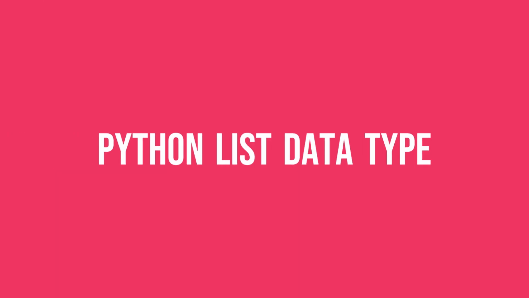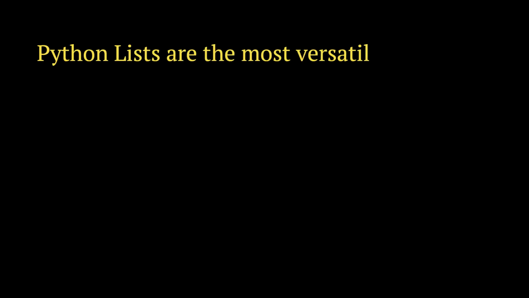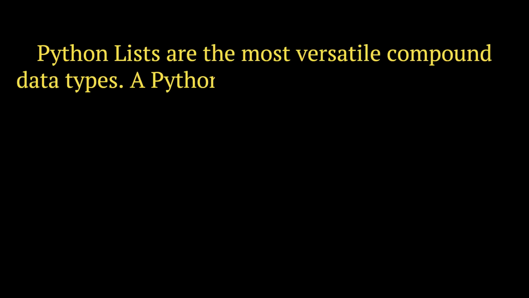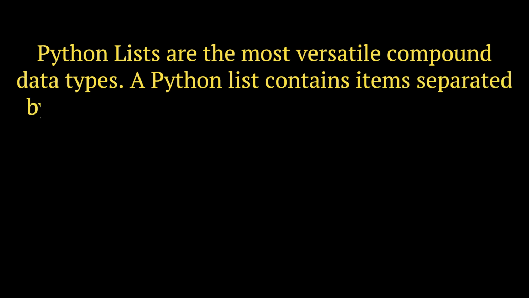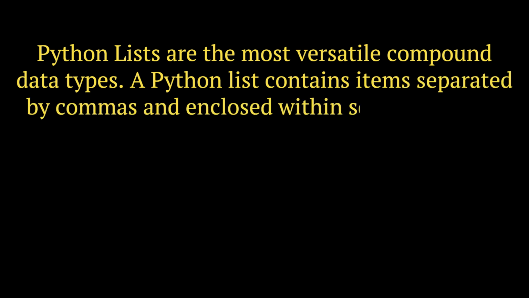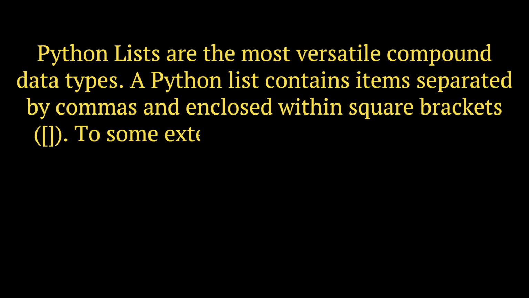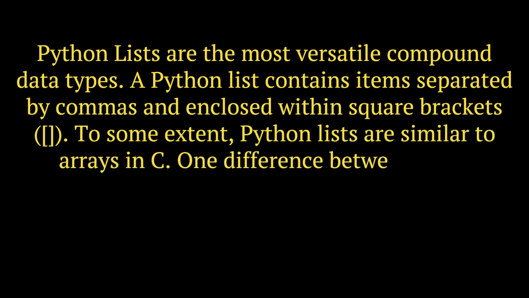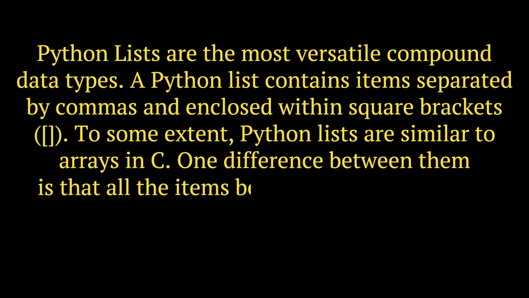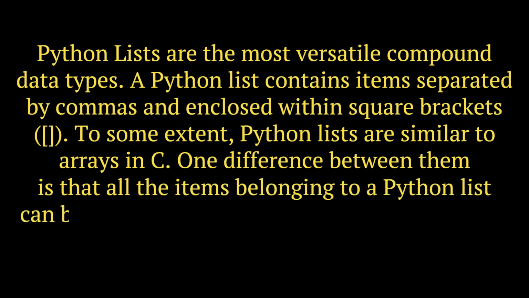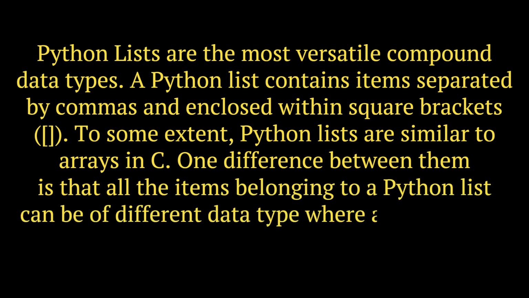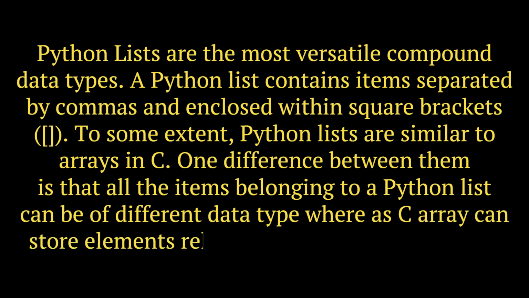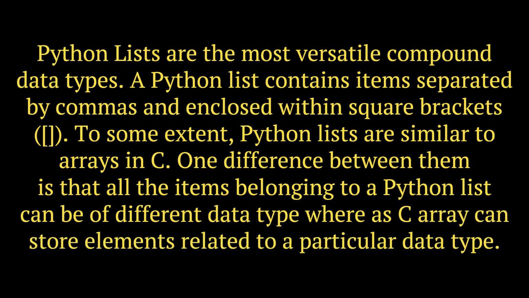Python list data type. Python lists are the most versatile compound data types. A Python list contains items separated by commas and enclosed within square brackets. To some extent, Python lists are similar to arrays in C. One difference between them is that all the items belonging to a Python list can be of different data type, whereas a C array can store elements related to a particular data type.